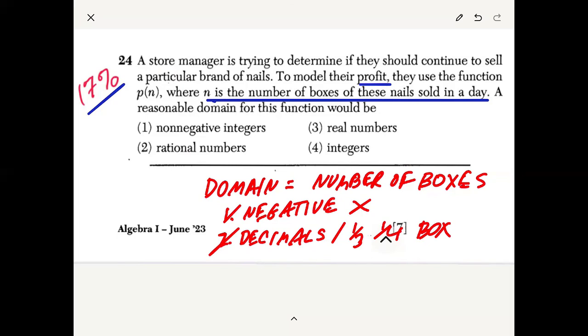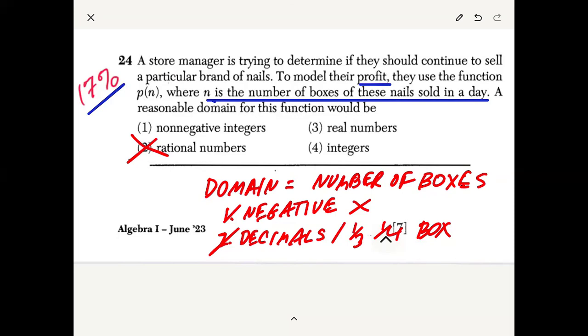But let's keep going, and I'm going to explain why 2, 3, and 4 are not right. So rational numbers. Rational numbers are basically anything that can be written as a fraction. So it's integers, it's fractions, it's repeating decimals, but it also has negatives. So anything that's negative, we're going to get rid of. Rational numbers can be negative because you can have a negative 1/2 or a negative 1/3. But also because it's fractions, that's another reason that we wouldn't use it.